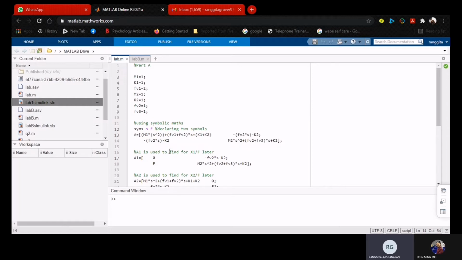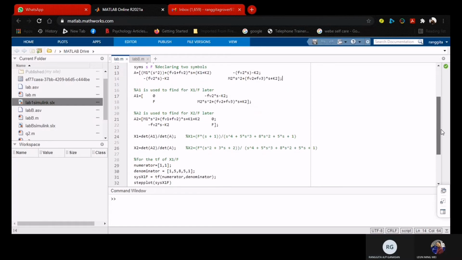As it's stated in the lab sheet, in part A, we need to find the transfer function of x1 per f and x2 per f. A1 is x1 per f. So in order to get x1 per f, 0 and f will be in the first column as it comes from the output. For x2 per f, we must replace the 0 and f at the second column. To find x1, the formula will be determinant of A1 per determinant of A. We can see the equation of x1.